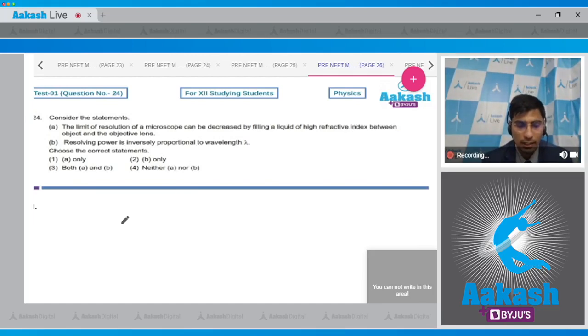Now, the limit of resolution of the telescope, that is the minimum distance between the points which can be resolved correctly or properly, is given as 1.22 lambda by 2 mu sine beta. Therefore, if mu is increased, as in the first statement, the d minimum will decrease. And hence, statement A is correct.